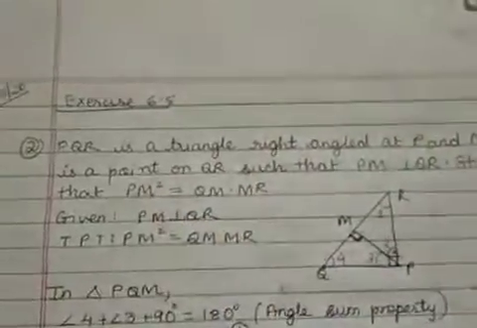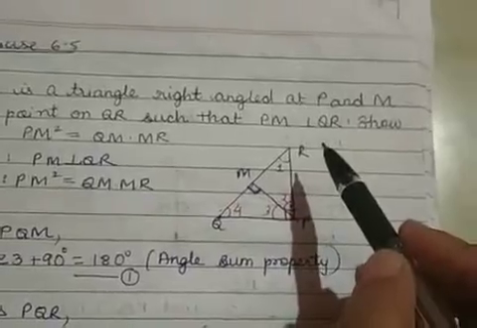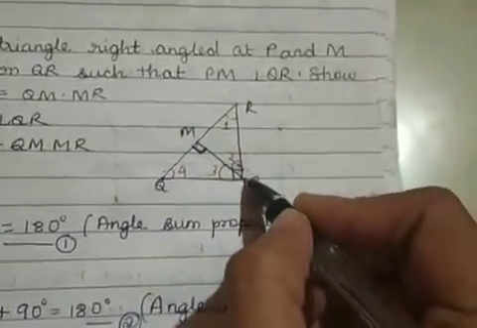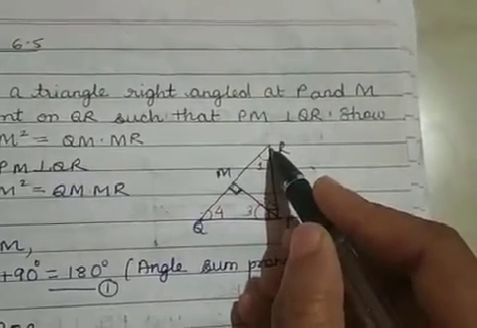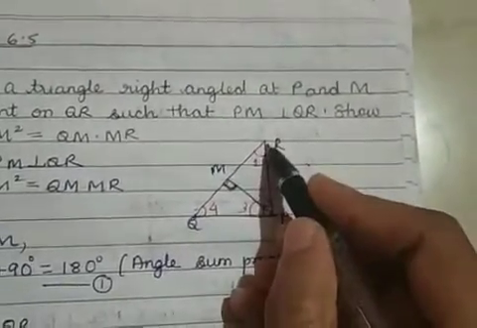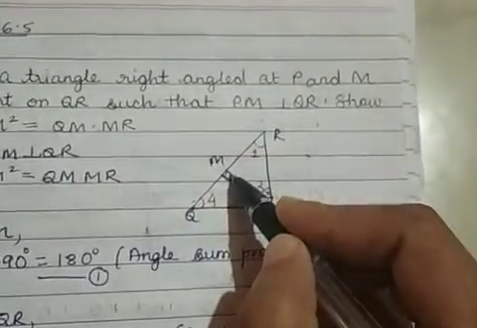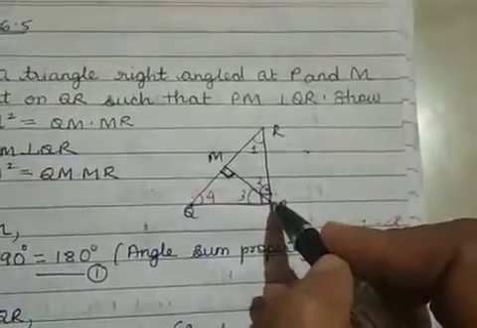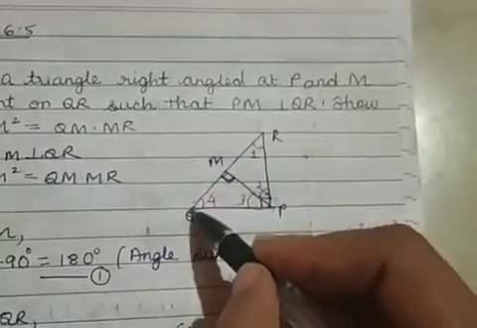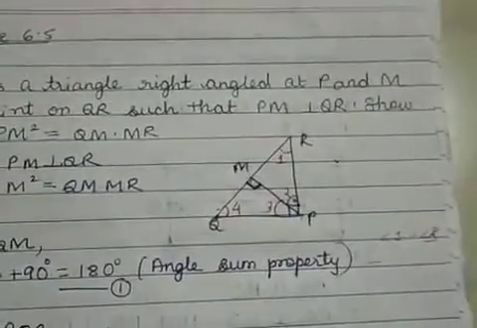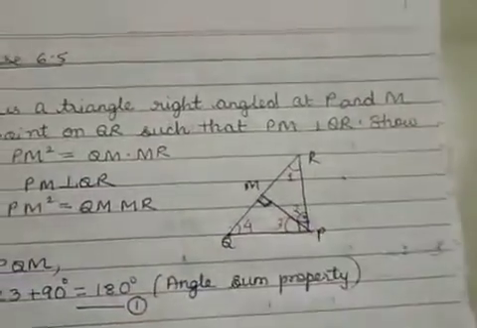Now the figure is not given to you, so first let us draw the figure. It is said PQR is a triangle which is right angled at P. So you have the triangle PQR, and there is a point M on QR such that PM is perpendicular to QR. What you have to show is that PM square is equal to QM multiplied by MR. Now let us see how this can be proved.